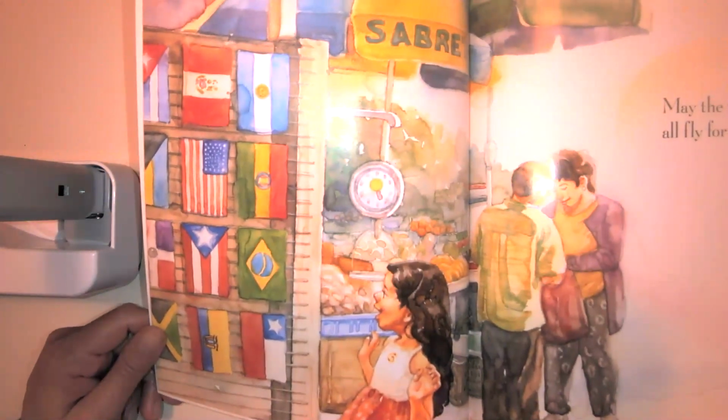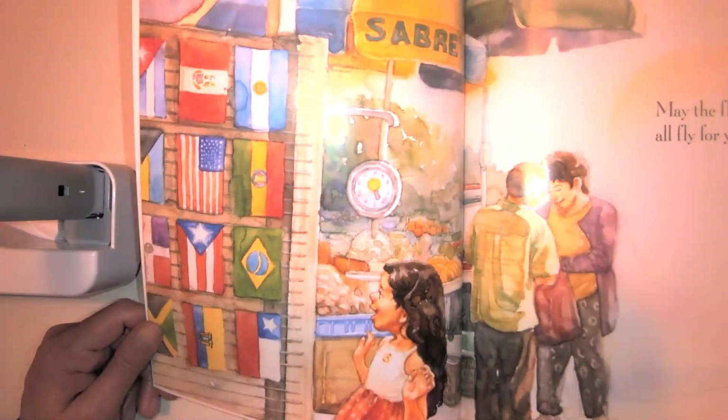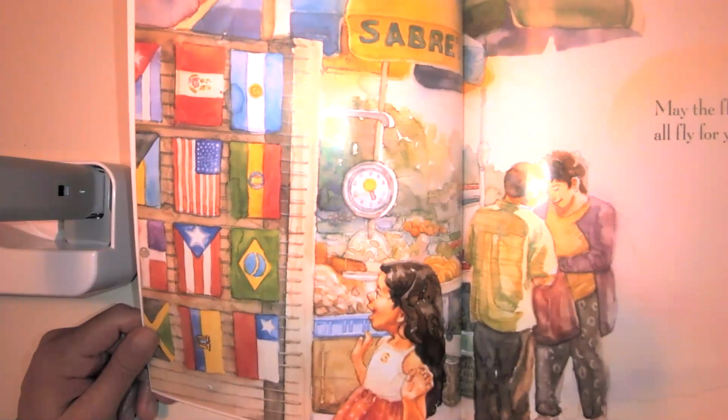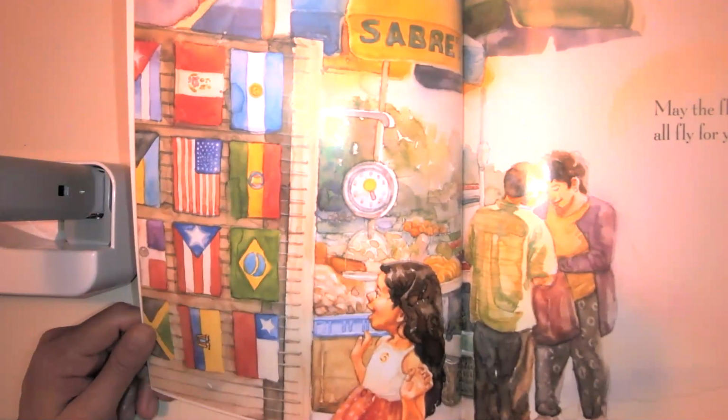Lots of different flags. That's the American flag. That's the Brazilian flag. That's the Puerto Rican flag. And right up there is the Mexican flag.